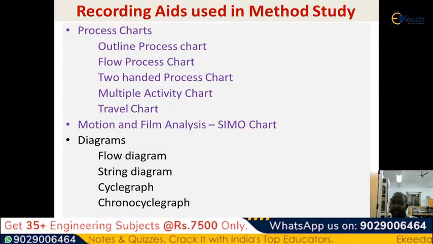Then motion and film analysis. As the name indicates, it is going to be done by means of a camera. It is going to analyze the work done by each and every limb. They are not going to talk in terms of hands, they are going to talk in terms of limbs: how they are being utilized and how this can be enhanced. So when you see all these charts, you are just trying to analyze the wastage, either wastage of time or wastage of machinery, or whatever you are trying to address.